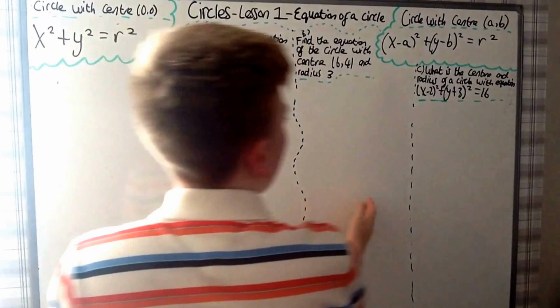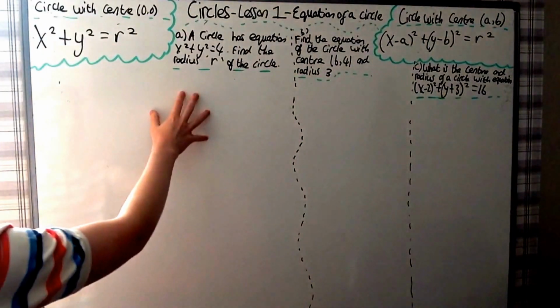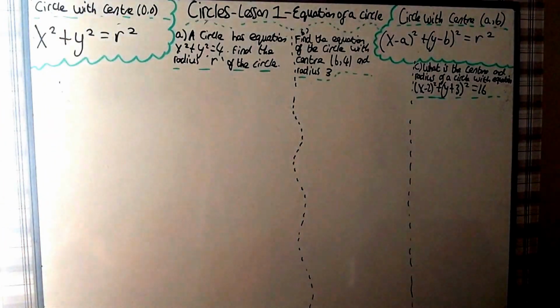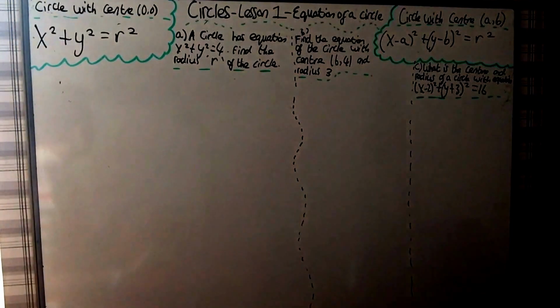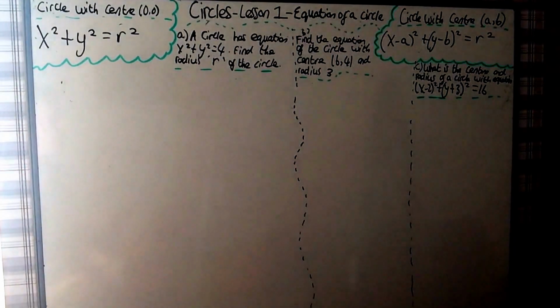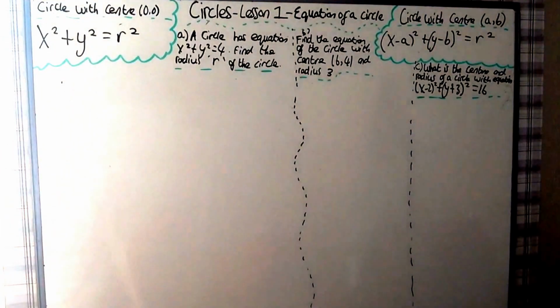I have three questions taken from an AQA revision guide. The first one is on a circle with a centre of 0, 0, which hopefully is quite straightforward for you. And this is just a basic lesson on circles. After this we'll move on to finding the equations of tangents and normals to circles. So to start with, let's have a look at the first question.